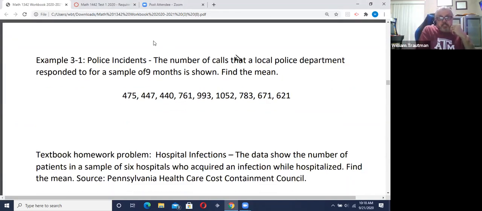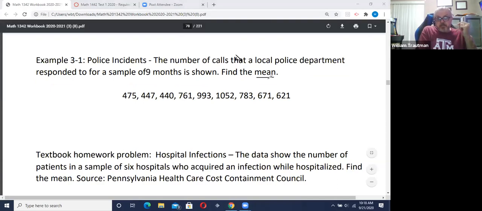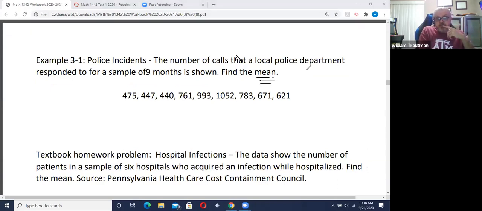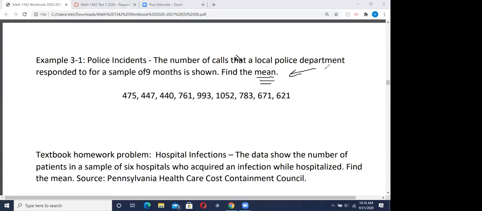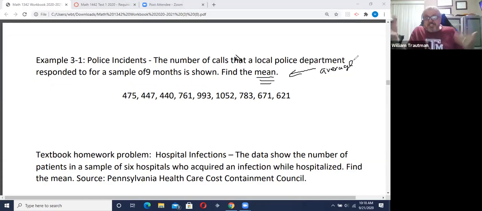Okay. Can somebody tell me another word for this mean? Average. I just want to make sure everybody understands the statistic means average. So we're going to put this in our calculator. If we count how many pieces of data we have, 1, 2, 3, 4, 5, 6, 7, 8, 9. We're going to add all 9 pieces of data. Let's do that on our calculator.